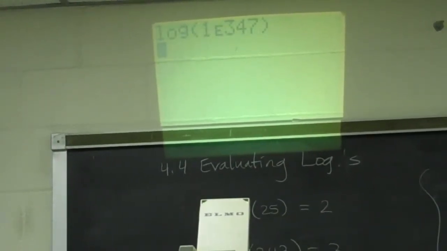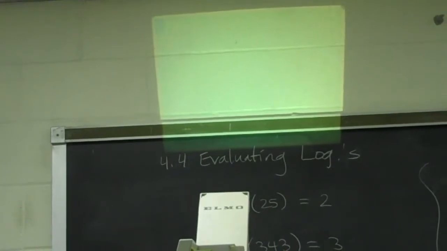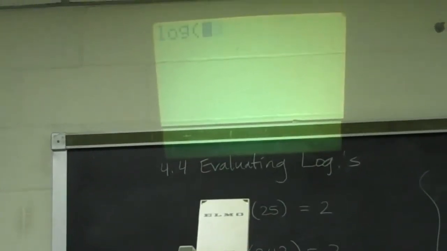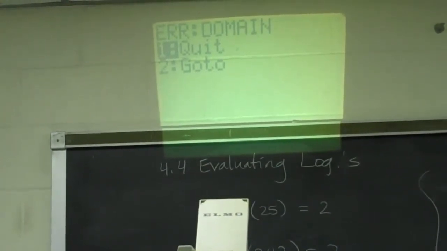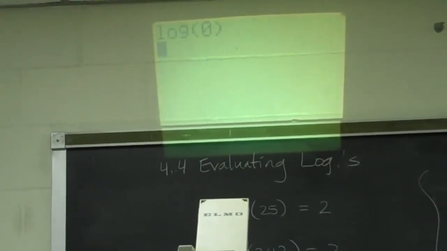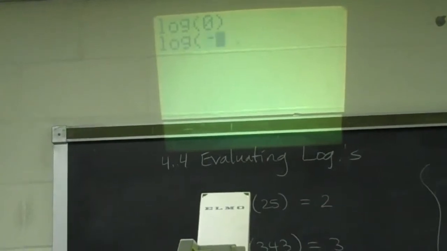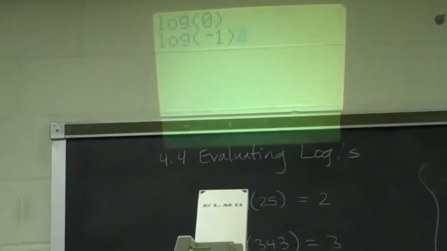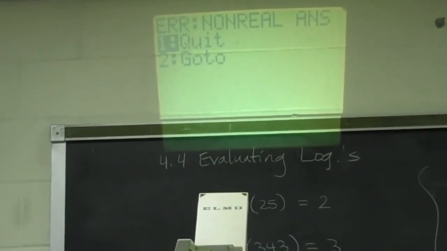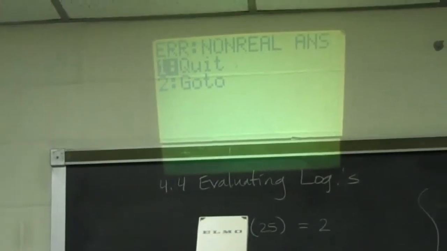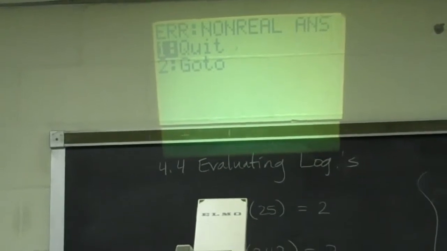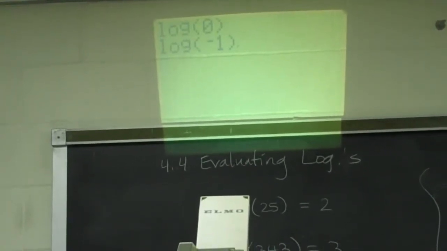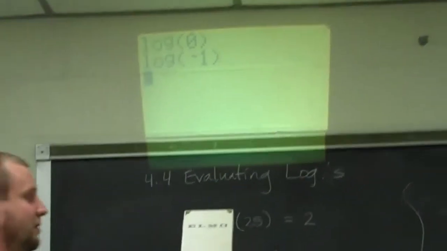Let's quit. Oh, I know you guys didn't disbelieve me, but what happens if I try to take the log of 0? It says no, it's not in your domain. You can't take the log of 0, right? Or if you try to take the log of -1, can you take the log of a negative number? And your calculator won't let you. Your calculator won't let you be stupid, right? It's a non-real answer, which is different than domain, but don't worry about that. Okay? All right, so let's talk about the other significant log.